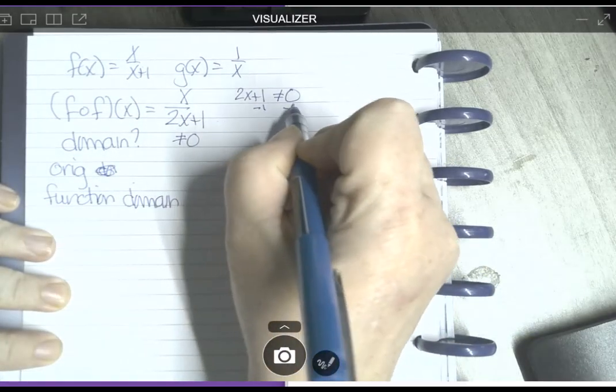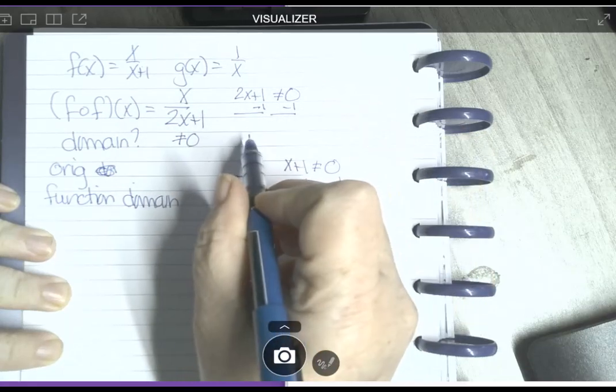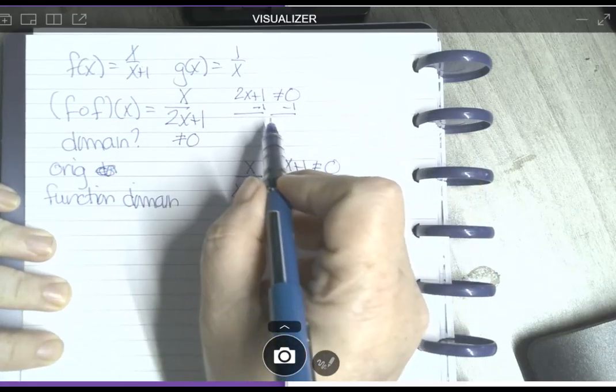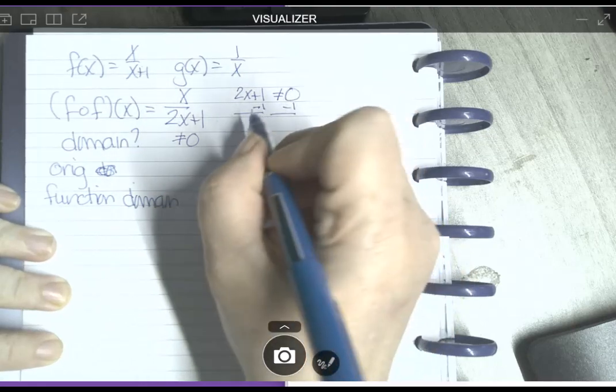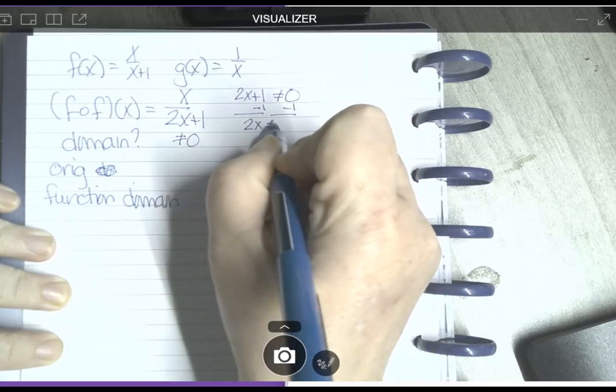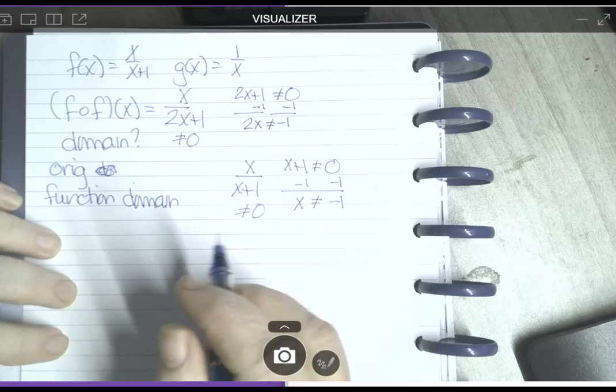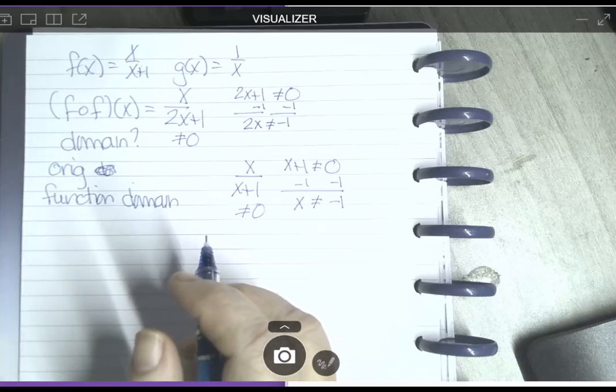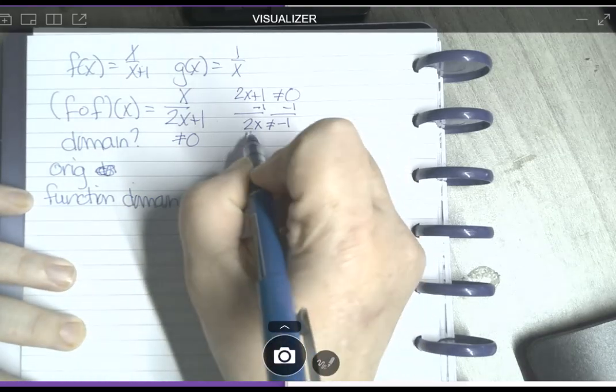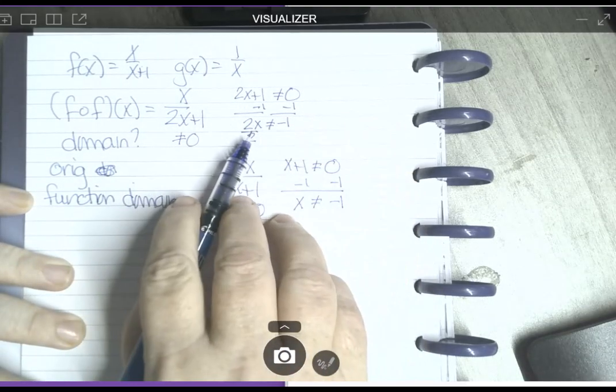I'm going to subtract 1 from both sides. Remember, whatever you do to one side of the not equal sign, you do to the other side. We'll have 2x cannot equal negative 1. But now we have 2 times x. And what's the opposite of multiplying? Dividing. Yep.